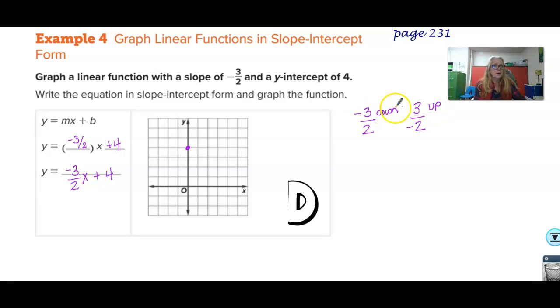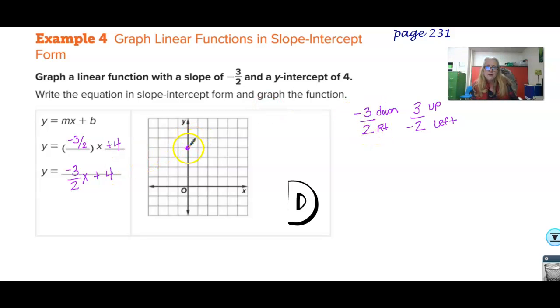The top number is your up or down number. If it's negative, it tells you to go down. If it's positive, it tells you to go up. The bottom number is your left and right number. If it's positive, you go right. If it's negative, you go left. So let's start with this one. This one says go down 3 and then go right 2.